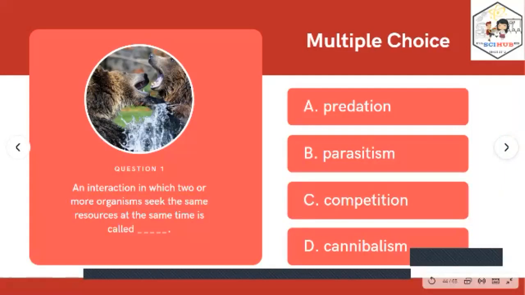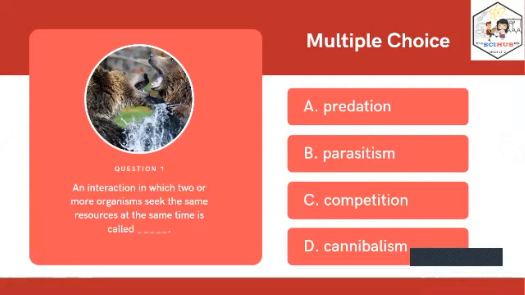So first we have our multiple choice type of questions. Unahin natin yung question number 1. An interaction in which two or more organisms seek the same resources at the same time is called A. Predation, B. Parasitism, C. Competition, D. Cannibalism. So the correct answer is competition.